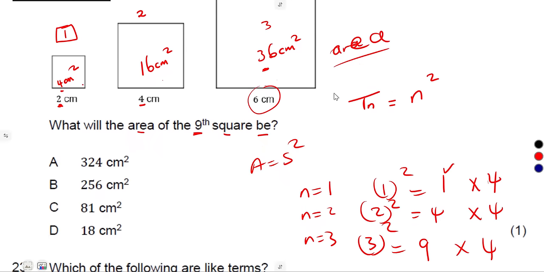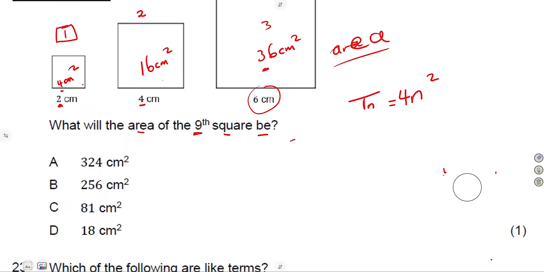36. So it simply means our Tn is not supposed to be n squared, but it's supposed to be n squared times 4, which simply means what? 4n squared for area. This is the Tn from area.